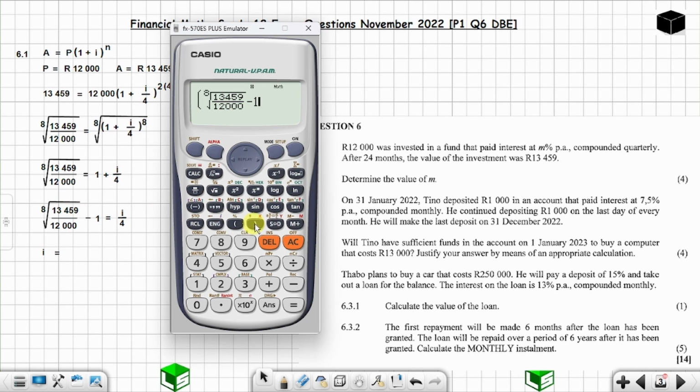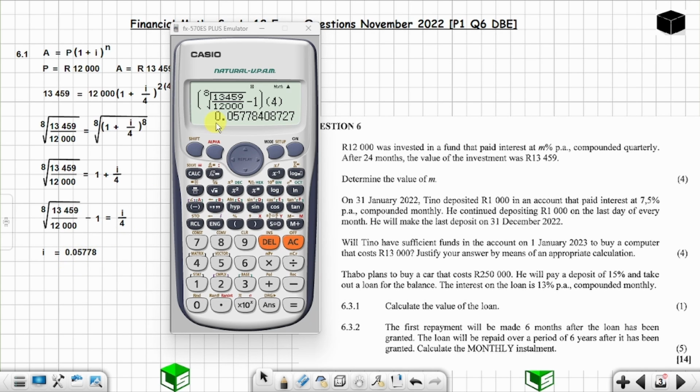You close your bracket and then you multiply by 4, because you are multiplying by 4 on both sides of the equal sign so that you can solve for I. You have everything in bracket and then multiply by 4.